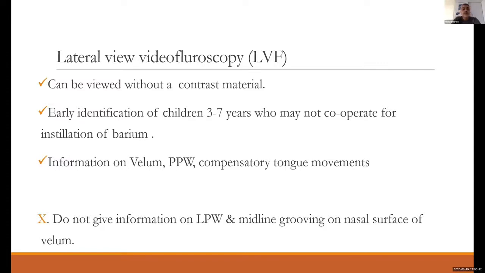You will also get information here, like I said, on the velum, the posterior pharyngeal wall. You can see if the movement of the soft palate you see is in fact a tongue pushing the soft palate up, compensatory tongue movements. That is a very important piece of information. I will show you one of the pictures where the apparent movement of the soft palate is not actually the movement of the soft palate, but it is your tongue that is pushing the soft palate up. Okay, but you will not get, as I said, information on the lateral pharyngeal walls. Next slide, please.